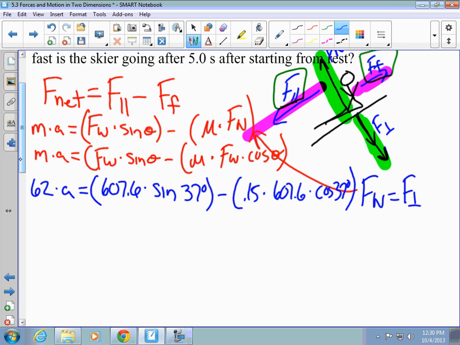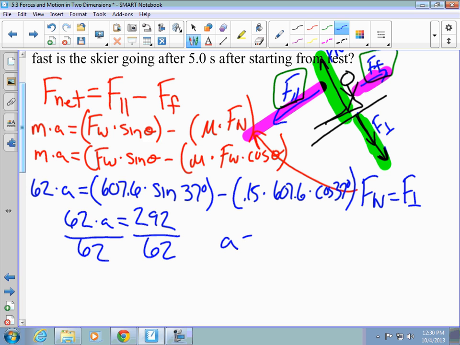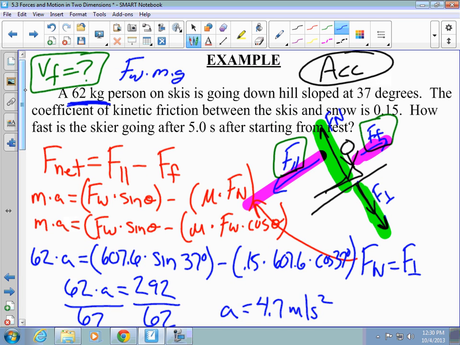When we put all this math into the calculator, we end up getting 62 times A is equal to 292. We divide by 62, and our acceleration ends up being 4.7 meters per second squared. Now, we go all the way back up. Everything's in 2 sig figs, so our answer has to be in 2 sig figs. But more importantly, we're not done yet. We just solved for acceleration.